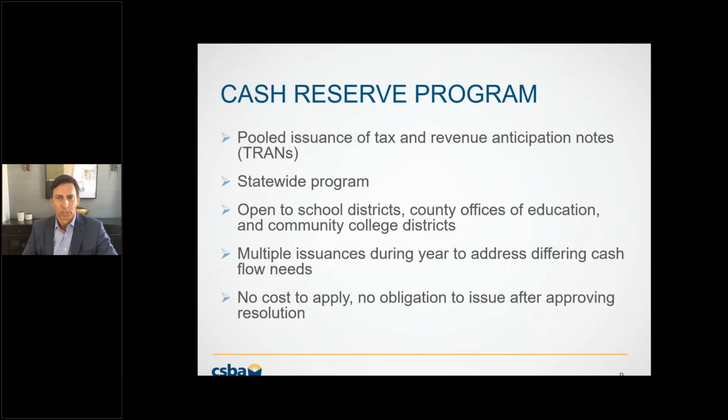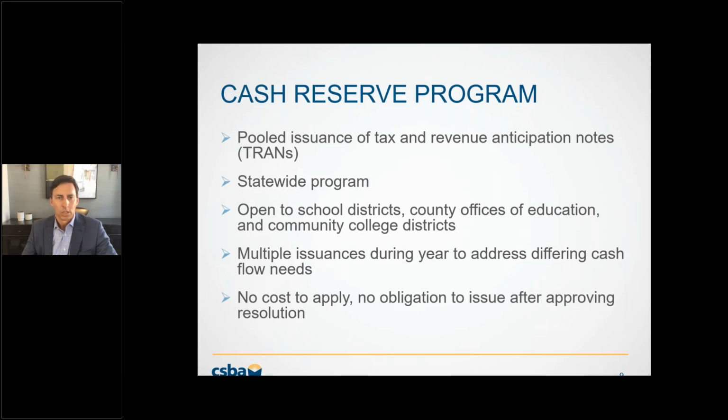But with the state apportionment coming pretty regularly, those would really be the only two periods where cash was a problem. Now, with, as Dennis talked about, the deferral of so much of apportionment in the last half of the year, districts are going to be facing a situation where cash at the end of the year is now a bigger problem. And so the program will have multiple TRANs this year. We're actually finishing up our TRAN now for the first half of the year for districts that have that cash need before December. And then we'll have another option for TRANs for districts that need to cover their cash at the end of the year.